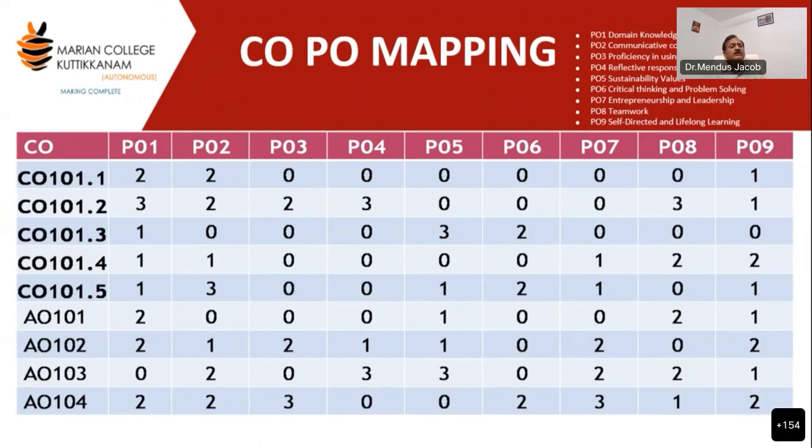So every CO we can map to the POs and also to the PSOs. Here we have 5 COs, 1 to 5. And each of the COs you can map to different POs based on the weightage. Like here, CO1 is mapped to PO1 with a weightage 2, whereas to PO2 again weightage 2, and PO9 weightage 1. Similarly, all the COs we can map like this. And if you have any activities, as I mentioned earlier, activity outcomes also can be mapped to different POs. Okay.